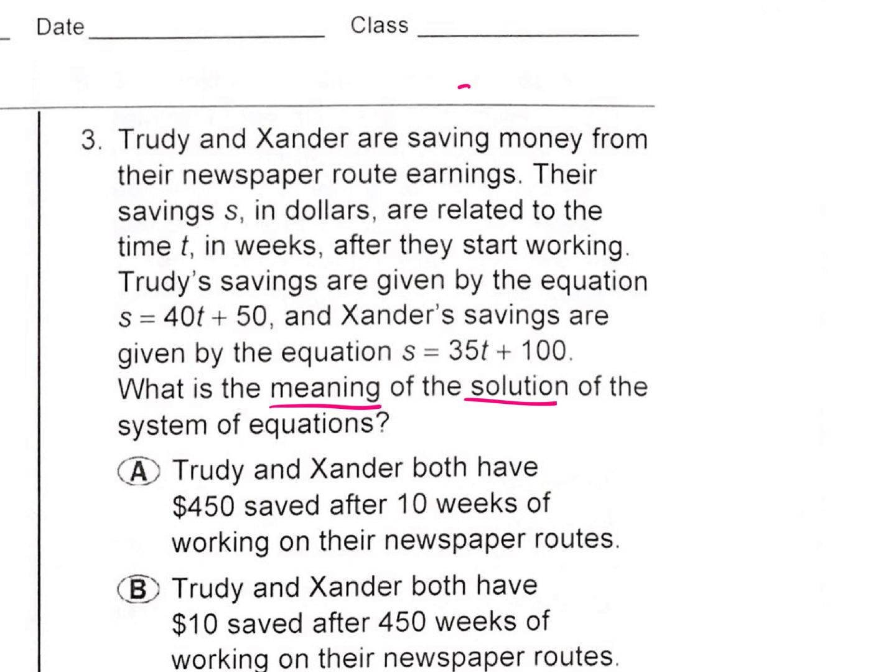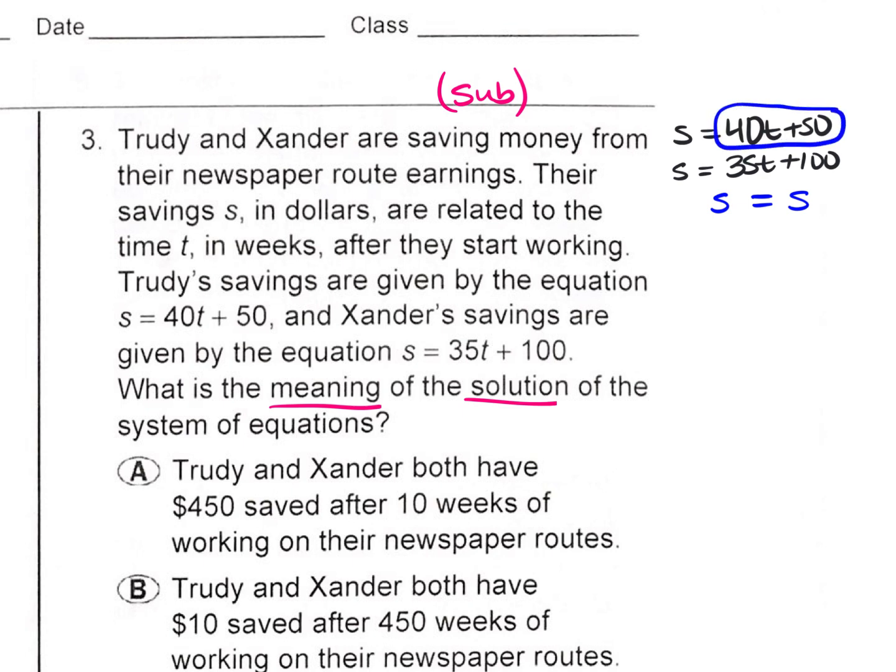So I'm going to use substitution on this problem because I've got equations set up in S equals something, or if I had X equals something, or Y equals something, it's easy to use substitution there. I can immediately notice that I've got an S for both of those, so I'm going to say, well, S is equal to S. So S is equal to 40T plus 50. S is also equal to 35T plus 100. This is now just an equation that uses one variable T that I can solve for T.